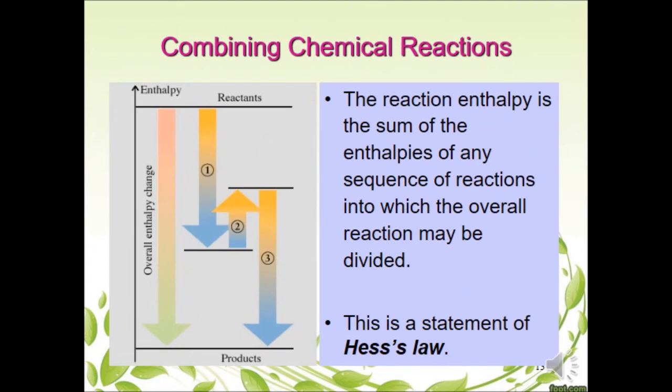So the reaction enthalpy would be the sum of the enthalpies of any sequence of reactions into which the overall reaction may be divided, and that is called Hess's law. You have covered this in Physical Chemistry 1. So the overall enthalpy change is considered from the reactant until the final product. If you have one reaction from here to here, and another from here to here, you only consider from the start to the end.